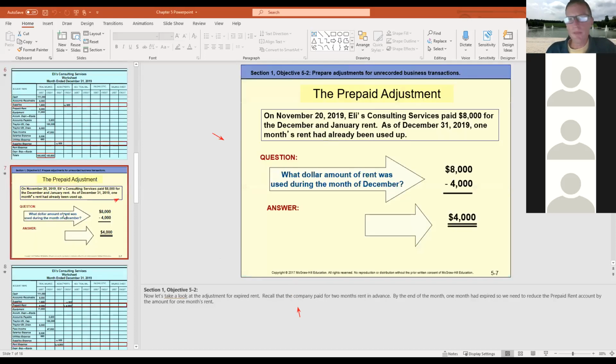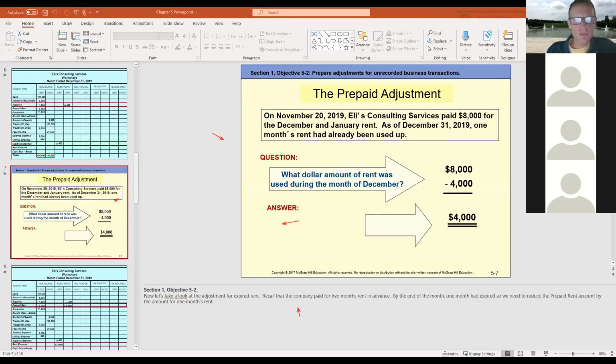The next one is a prepaid adjustment. And so on this problem, it says that they paid $8,000. This was in November for December and January rent. They paid 2 months in advance. Okay. And then they said as of December 31st, 1 month had already been used up. So before I get to this, I'm going to go back to this $8,000. So kind of keep that in mind. They purchased $8,000 prepaid rent. They did this in November. This is for December, January.